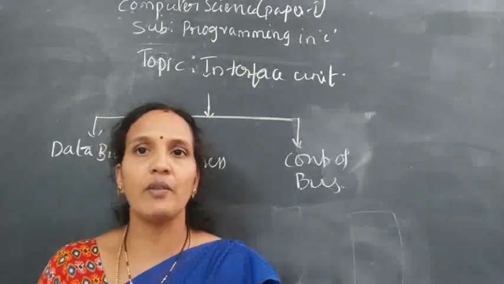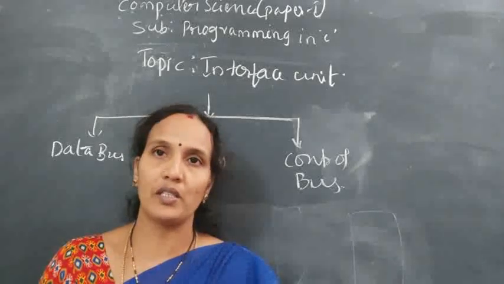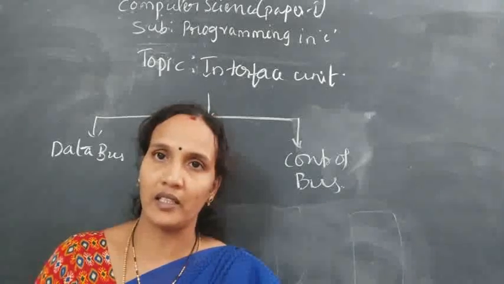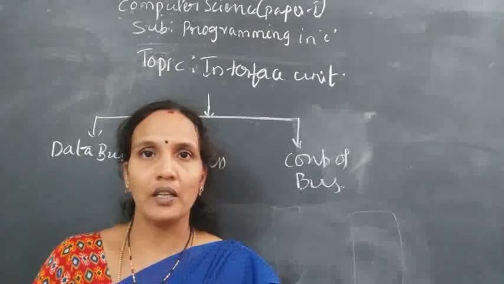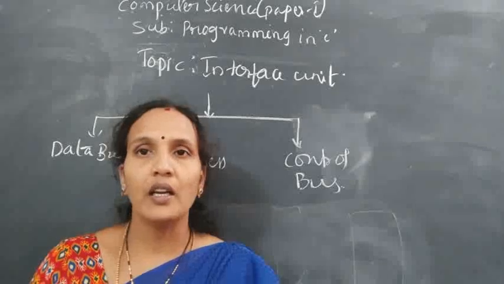That information is given by the address bus. The third one is the control bus. It will provide the information about the different devices, means whether the devices are active or inactive, means it will provide different signals. Okay, that is the job of the control bus. So this is about the interface unit.